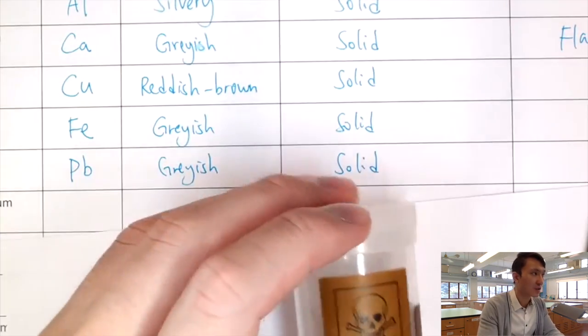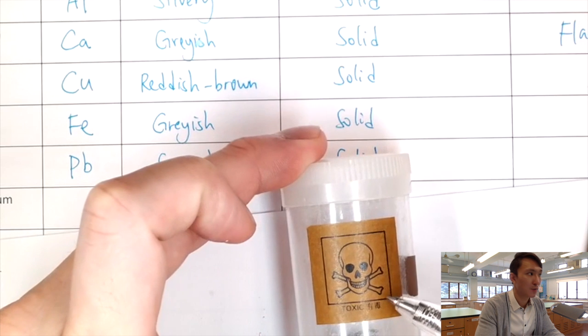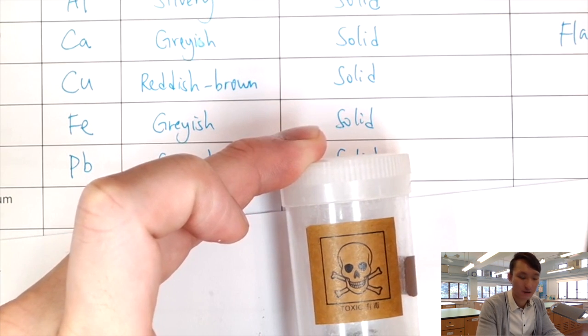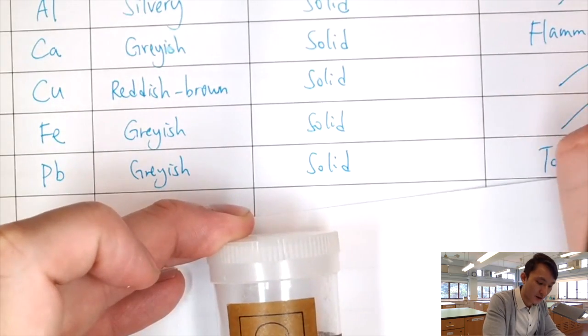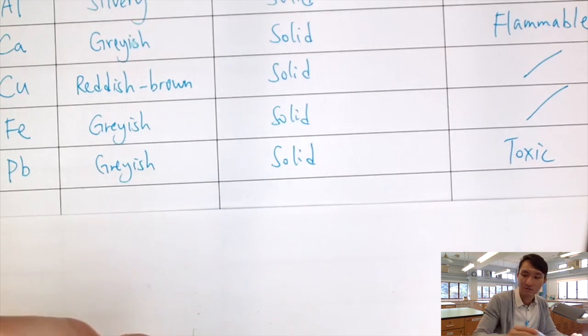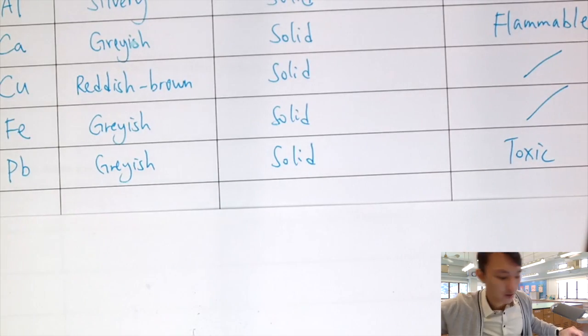And what about dangerous nature? Now you should be able to see it very clearly from here, right? So lead, you know it is toxic. Okay, it is toxic. All right. So do not actually touch it.